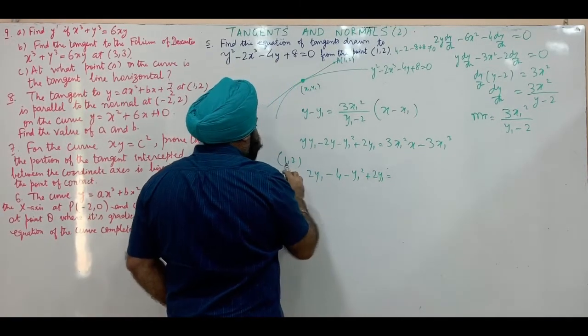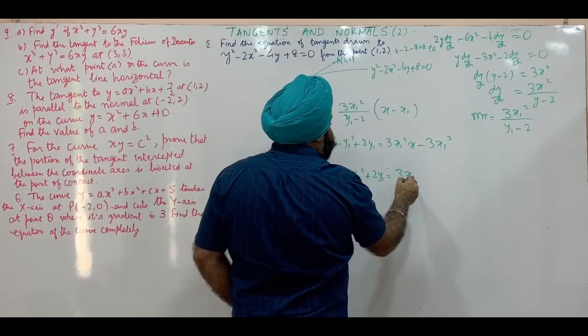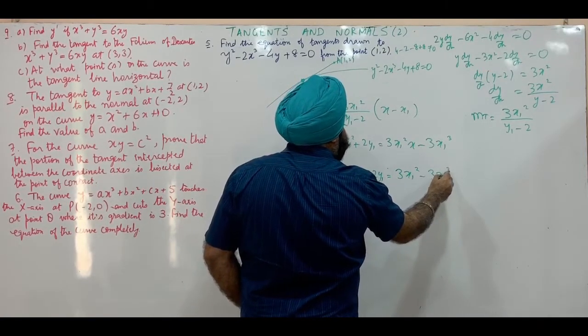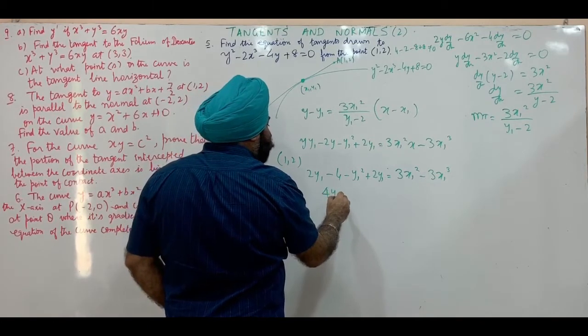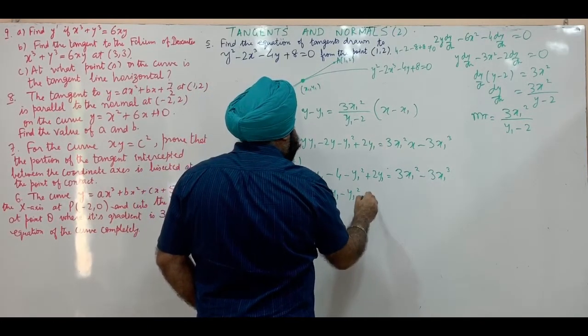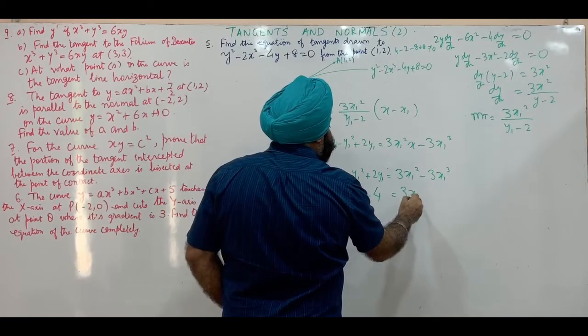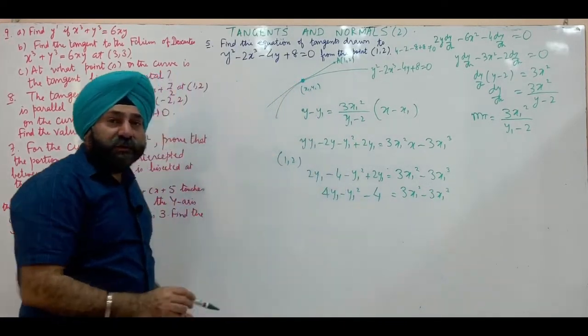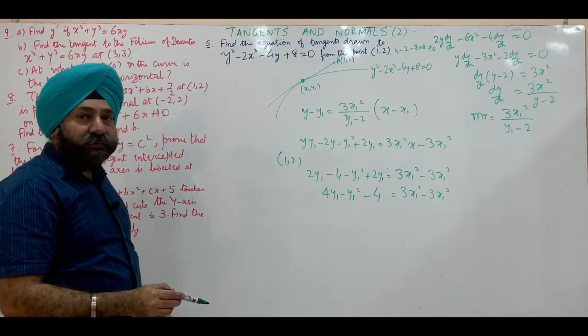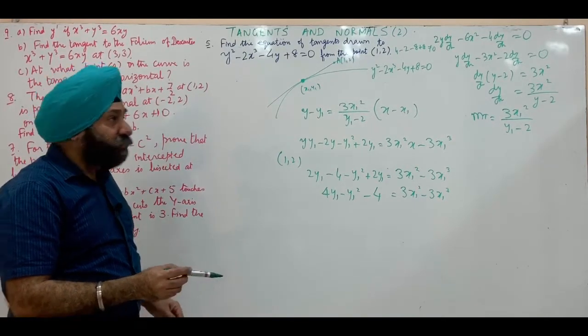This is equal to, x is 1 here, so this is 3x1 square minus 3x1 cube. This is 4y1 minus y1 square minus 4 equals 3x1 square minus 3x1 cube. This is one relation between x1 and y1. How do we get the second one?